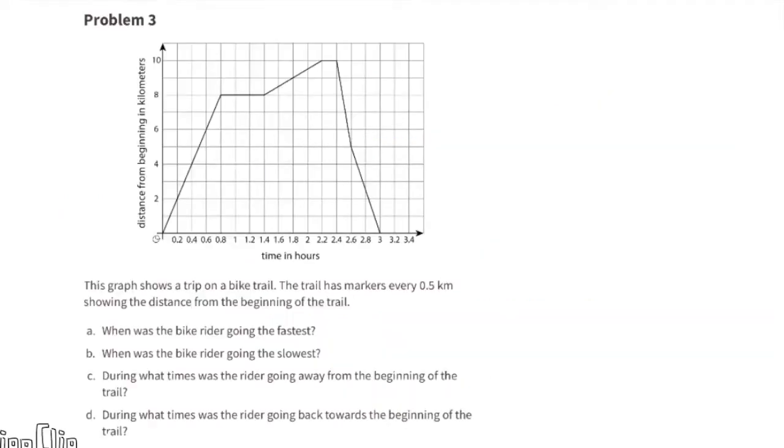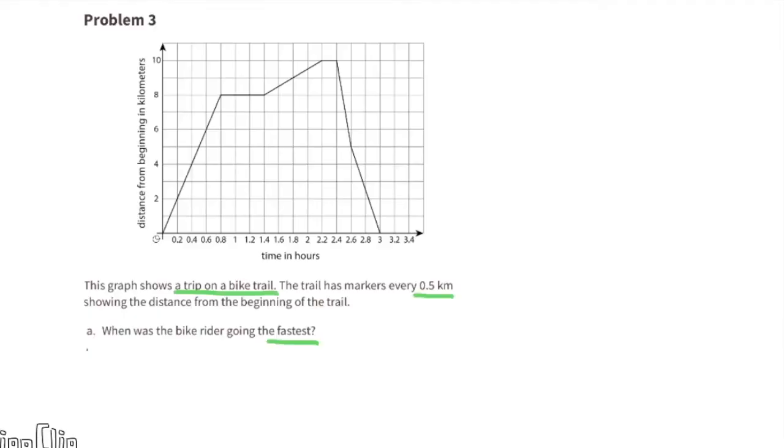Problem number 3. This graph shows a trip on a bike trail. The trail has markers every 0.5 kilometers, or half a kilometer, showing the distance from the beginning of the trail. A. When was the bike rider going the fastest?